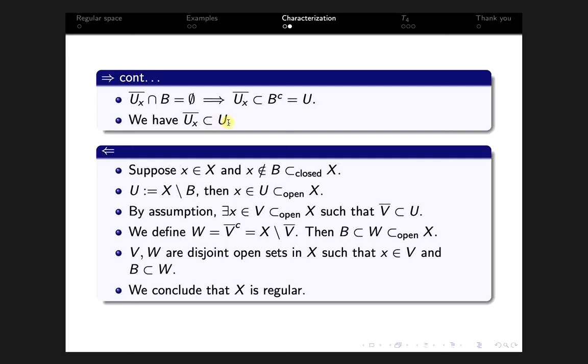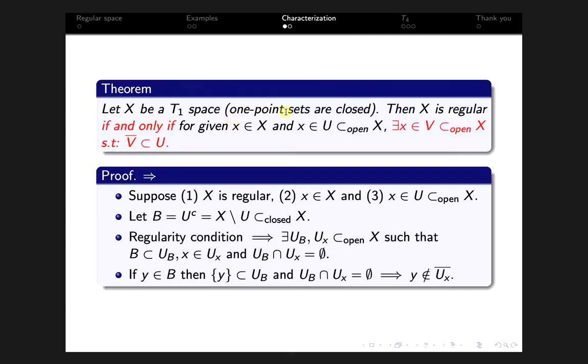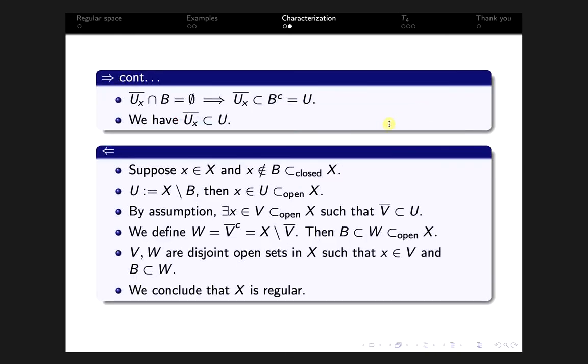So conversely, now we prove the converse part. So what is the converse? Let us go to the statement of the theorem. X is T1, and here we have the condition. This is our assumption: for every point x belonging to the space X and every open neighborhood U of x, there exists another open subset V of X containing x, such that V closure is contained in U. So this is our assumption, and we have to prove that X is regular.